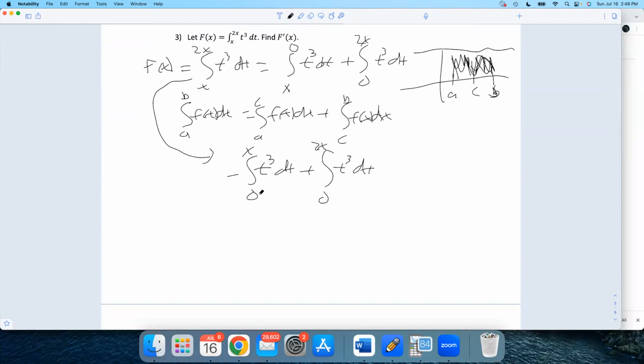Okay, so what's this guy going to be? When I do the derivative of this, that negative is going to come along for the ride. And that t is going to get replaced by x. Here, that t is going to get replaced by 2x times the derivative of what's up top. And you might say, well, why didn't you do that here? I did. The derivative with respect to x of x is just 1. So there is capital F prime.